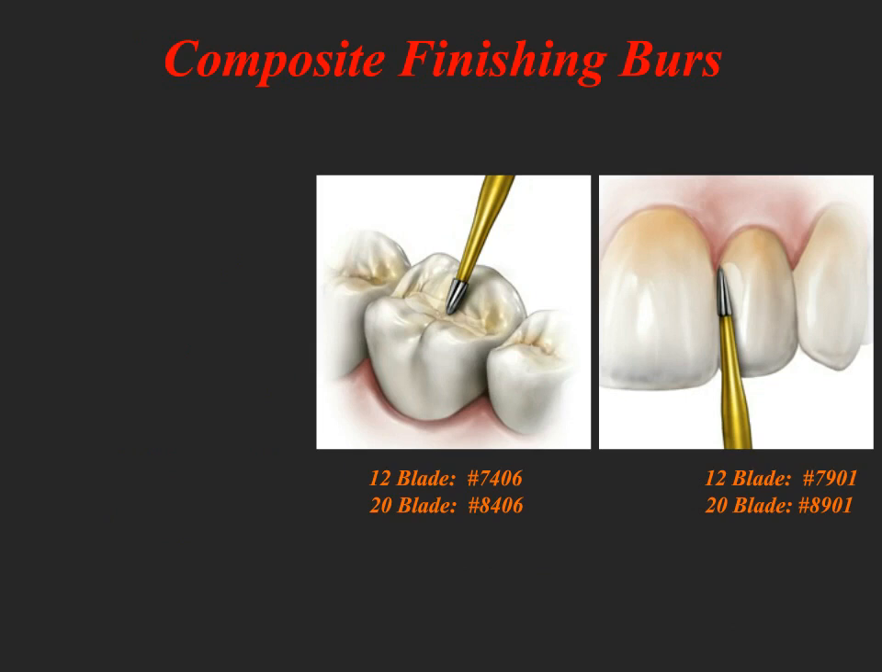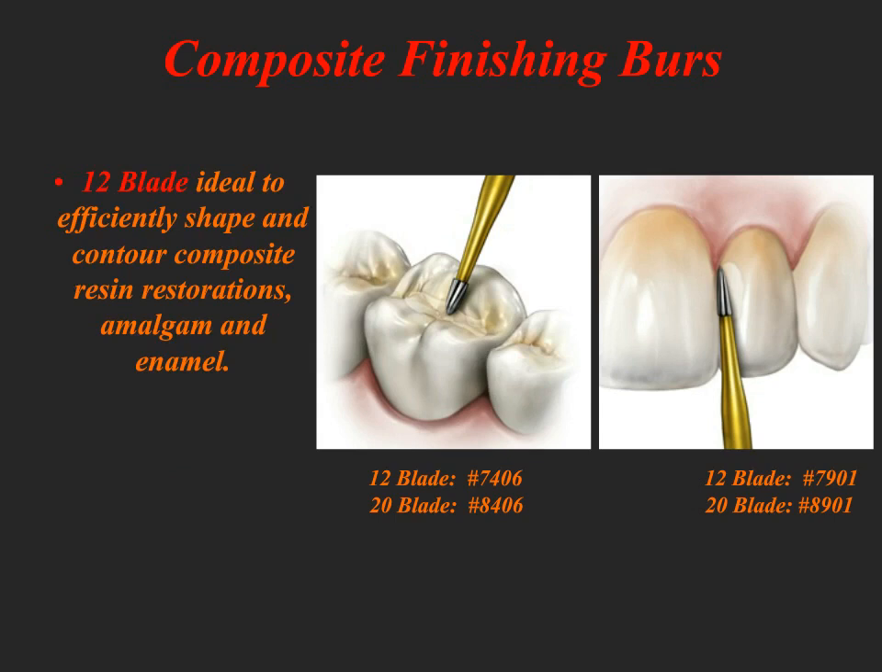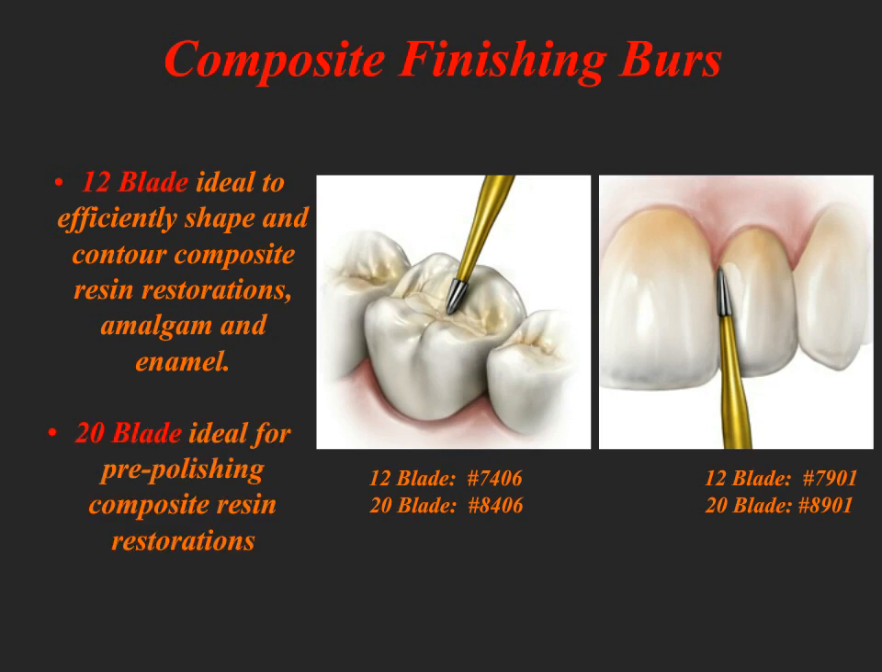Composite finishing burrs, two different ones, a 12 blade and a 20 blade. Let me just make a statement here too. In finishing composite, I prefer carbide over diamond. Diamond finishes porcelain. Diamonds on composite create an orange peel type of surface texture. Smoother, better surface texture on composites, I feel, is gained using a carbide finishing system. The 12 blade is ideal to efficiently shape and contour. This is removal of excess, marginal finish, creating anatomy or refining anatomy. And then the 20 blade is ideal for pre-polishing. It's going to give a smooth, textured surface that once it's hit with the polishing cup, point, or wheel, it will give a luster to that composite very quickly.